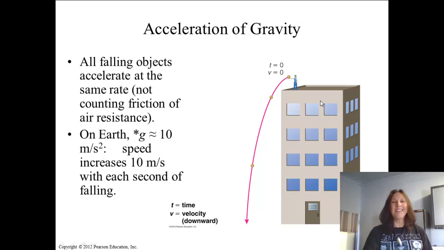Regardless of the yellow thing that he's dropping over the edge there, it kind of reminds me of David Letterman, wasn't it? He used to drop things off of buildings.